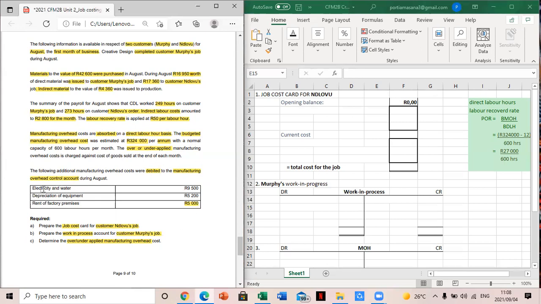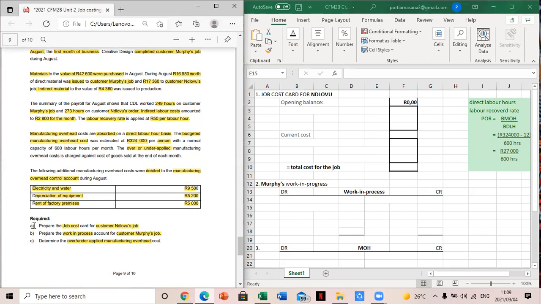So we're given that there's electricity and water at 9,500. Then there's depreciation of equipment at 5,200, and then we have rent of factory premises for 5,000. So remember, accounts that go under manufacturing overheads are anything that is incurred for the factory. So here we're told that the rent is for the factory premises, right? Sometimes they'll give us rent that also includes non-manufacturing costs. But in this case, we're told that this rent is specifically for the factory premises.